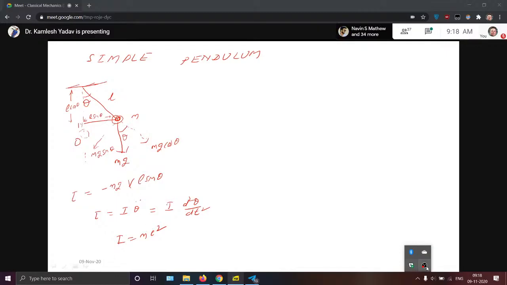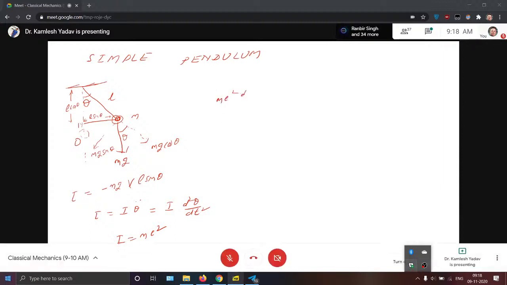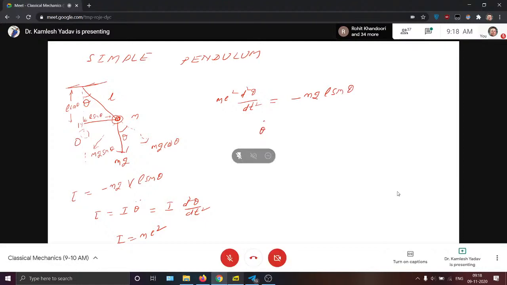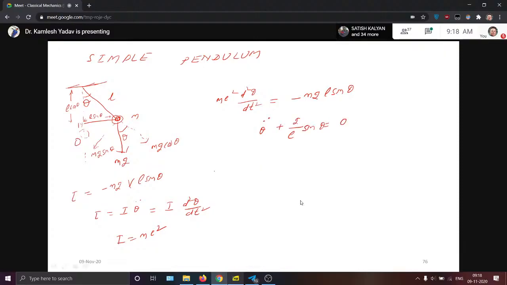Now, substituting this value in this equation, we can write ml square d2 theta by dt square is equal to minus mgl sine theta, or it can be written as theta double dot plus g by l sine theta is equal to 0. But sine theta we can write as theta minus theta cube upon 3 factorial plus theta to the 5 upon 5 factorial and so on.